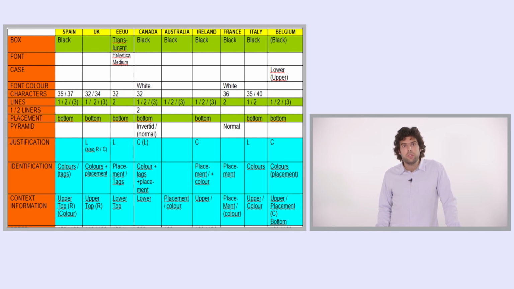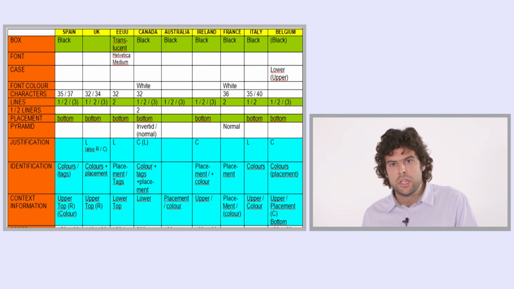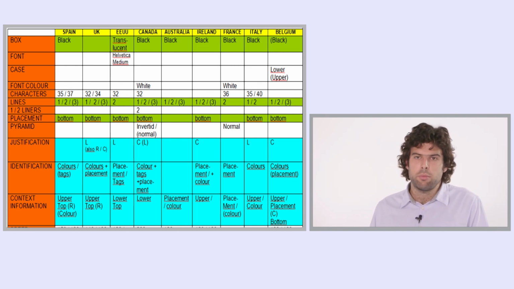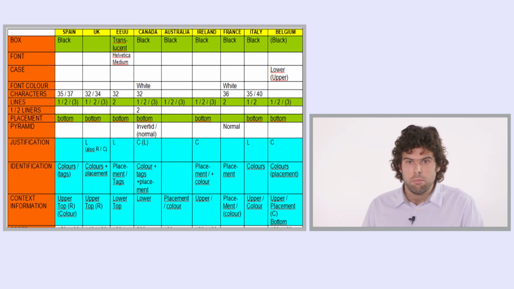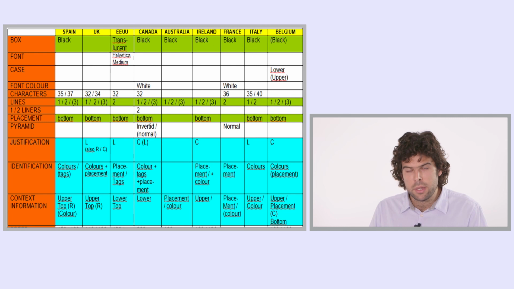And we give information regarding the use of boxes, case, the font color, the number of characters per line, the number of lines, placement, justification, identification, context information, and also the speed, measured in this case in words per minute. Bear in mind that some countries measure speed in characters per second too.